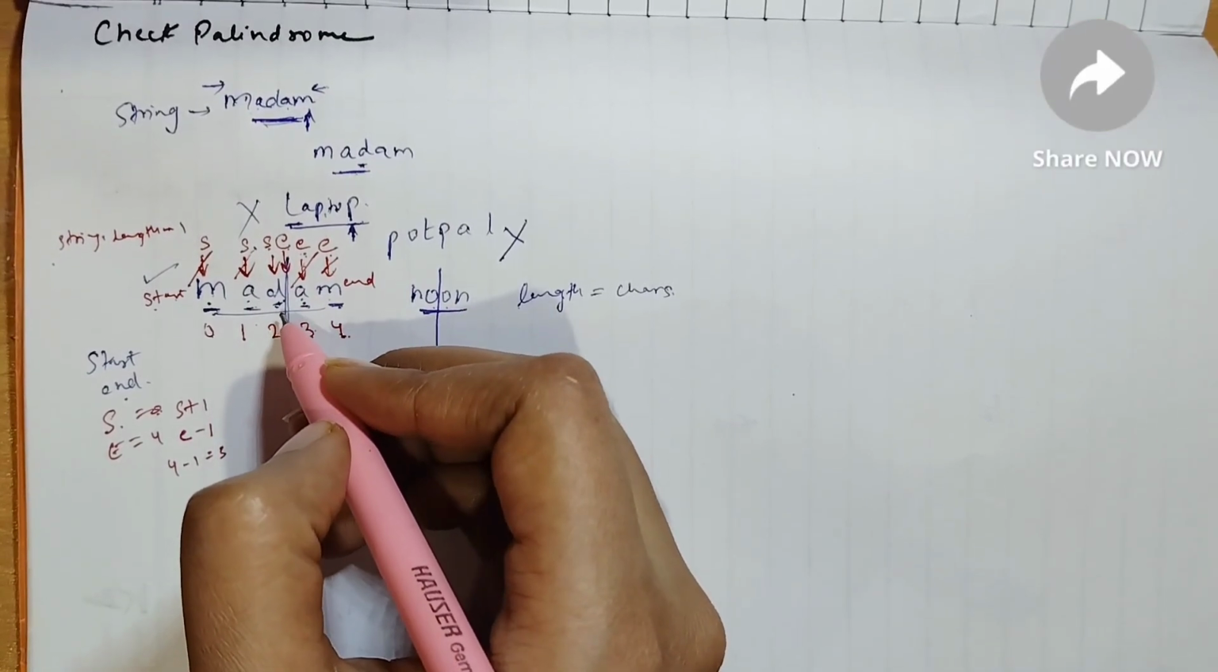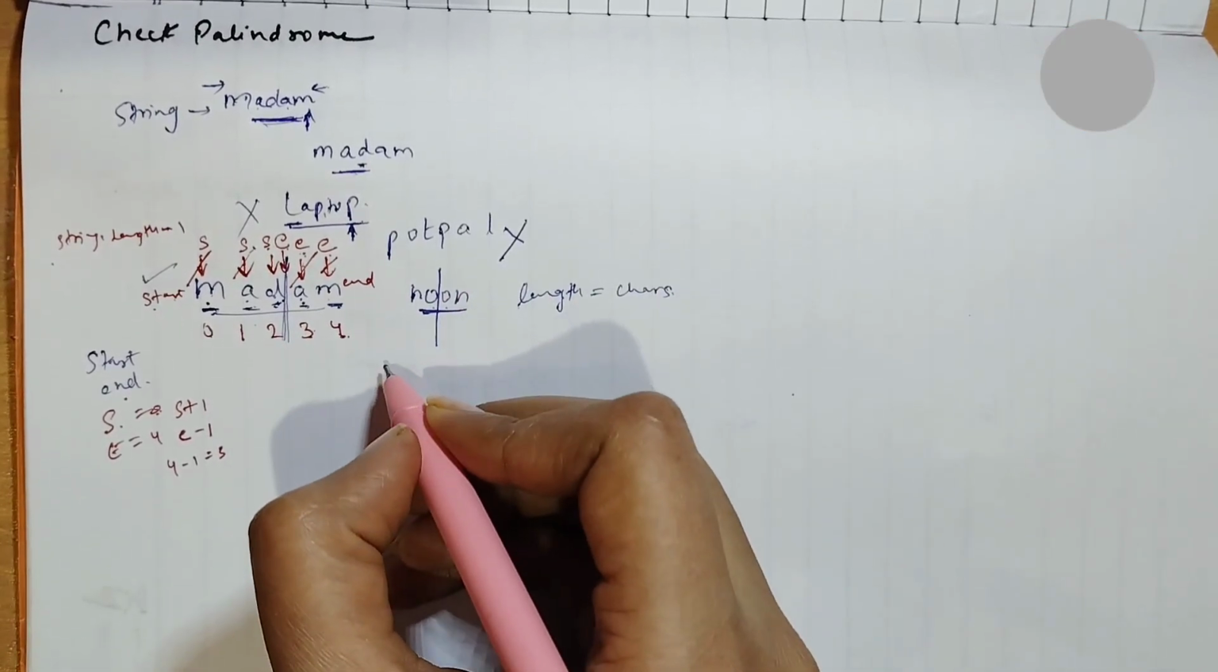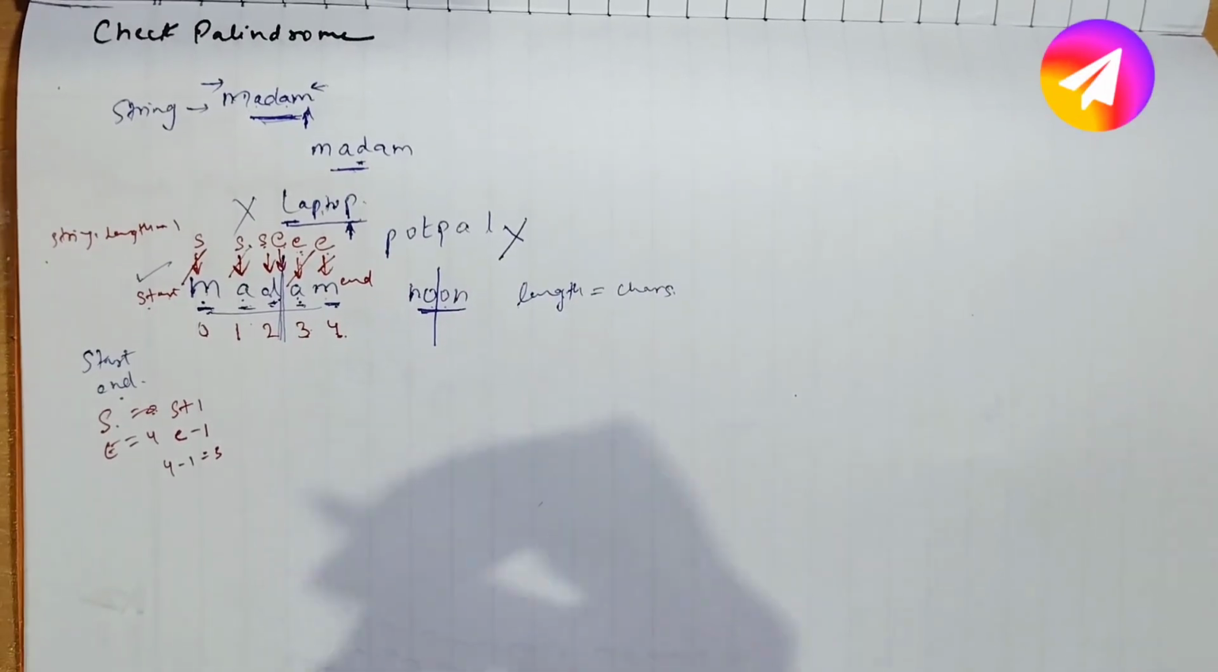So now we will compare D with D. Is it the same? Yes, it is the same, meaning it is a palindrome. So now we will write our code.